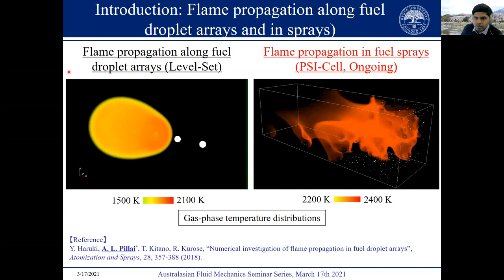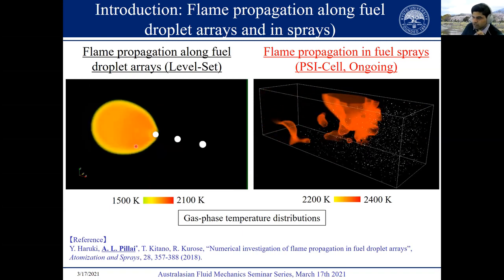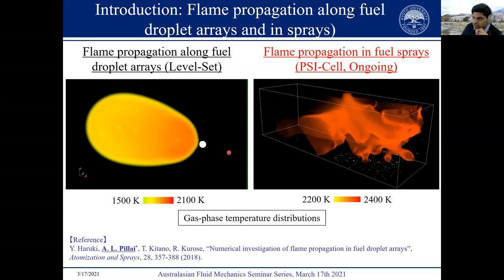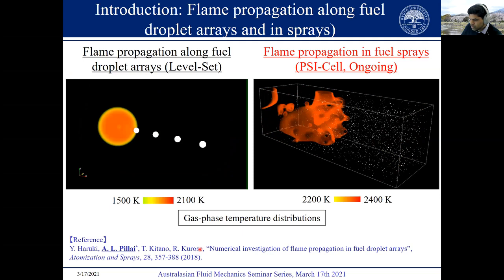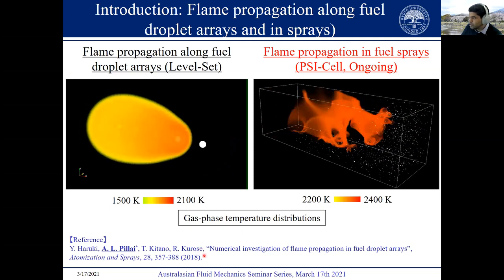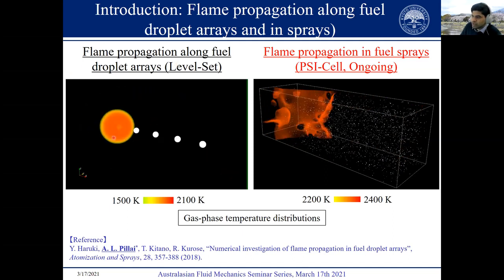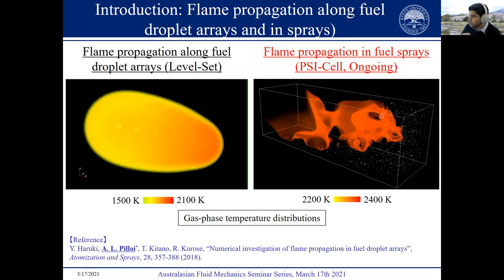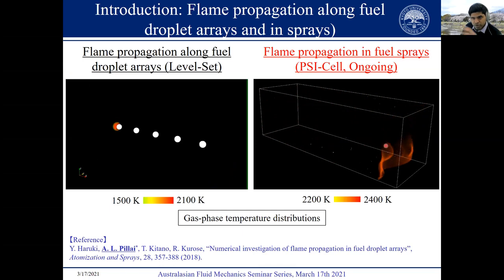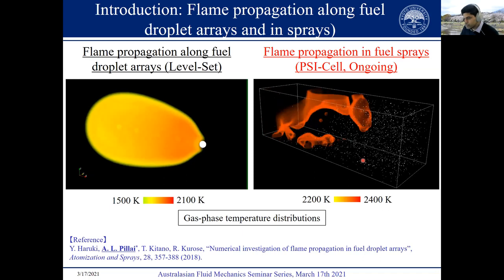This PSI cell approach basically treats your fuel droplets as point masses, right? So we also applied that. And you can find the findings of this research published in this paper. After having performed this flame propagation along droplet arrays, now we are applying this PSI cell approach based simulations to flame propagation in the spray mist. And this is an ongoing work being done by one of our PhD students.